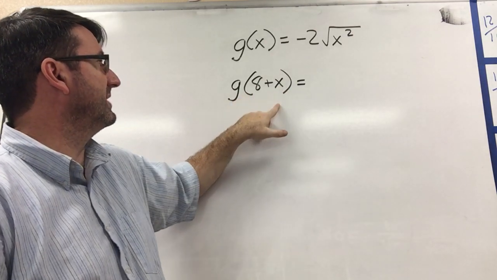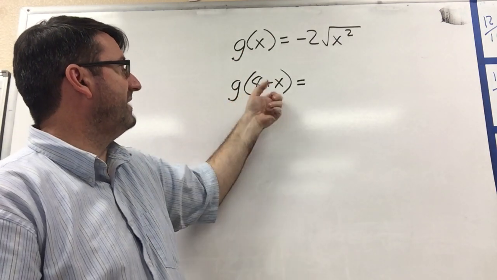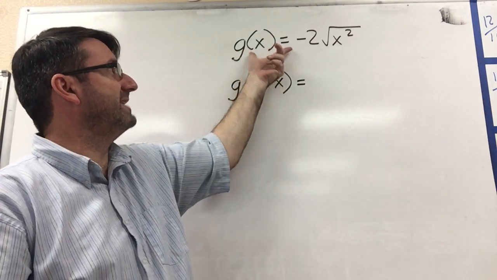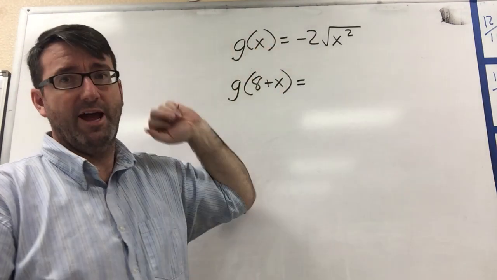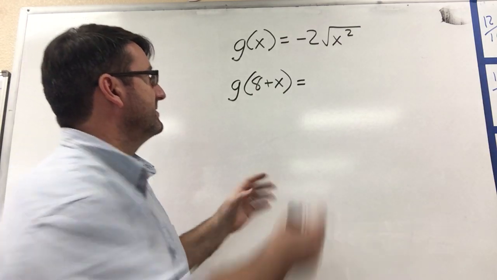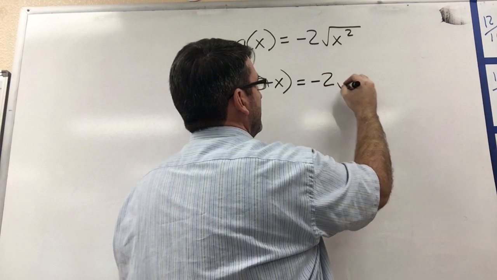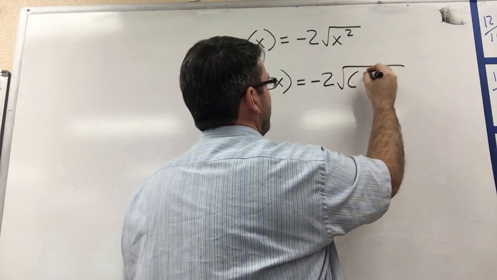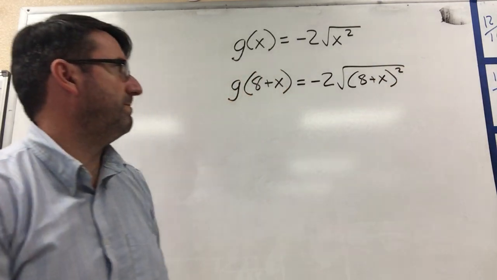So whenever we have something like this, notice this is g of x. So g of 8 plus x is just this same thing, but with 8 plus x plugged in for x. We've replaced the x with 8 plus x. So that's all we're going to do on this side of the equation. -2 times the square root of 8 plus x squared.